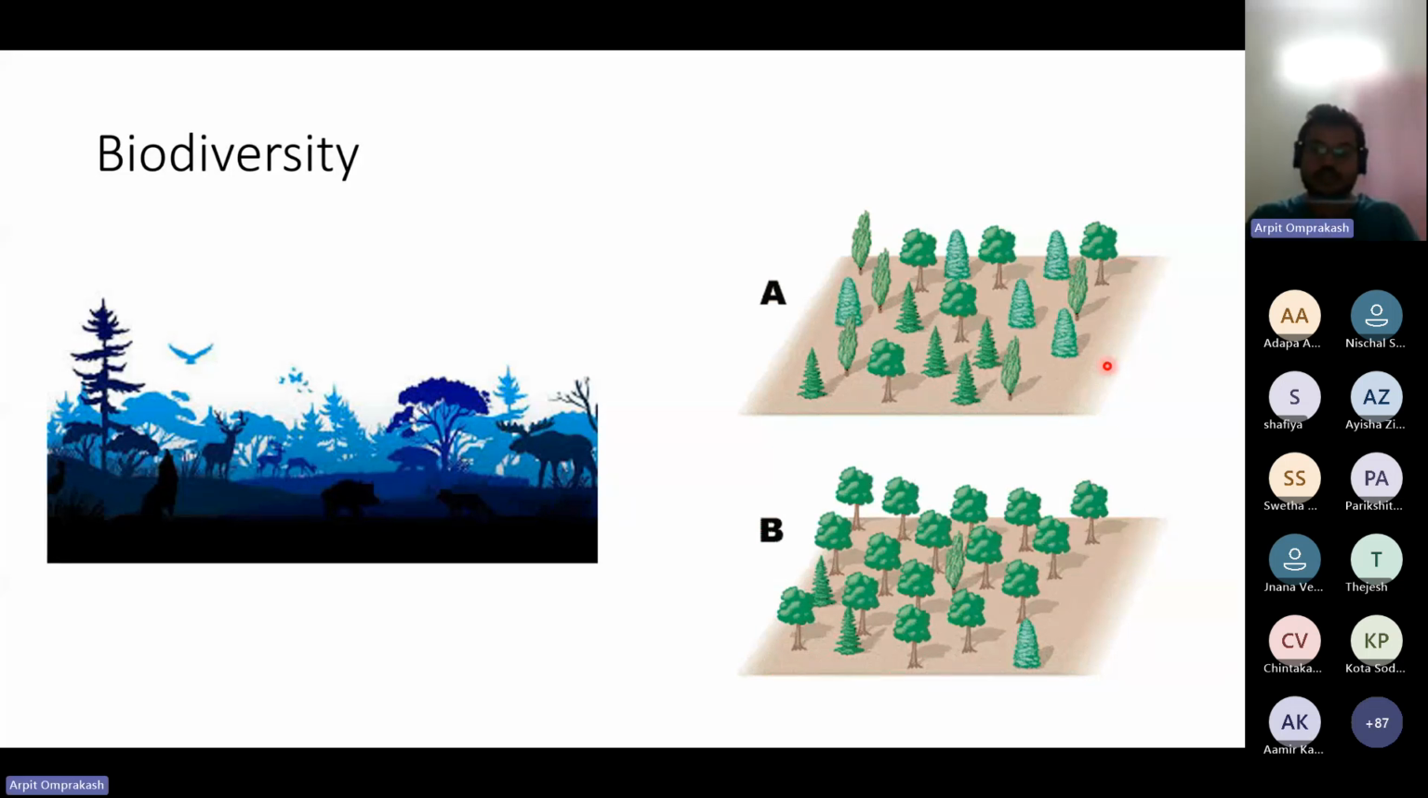And the other thing that is related to biodiversity is the abundance of each species. Here we have a more even distribution of abundance, so all the different species of plants found here are found in more or less equal numbers. Whereas here there is only one species that is dominating, and the other species are found in very small numbers.